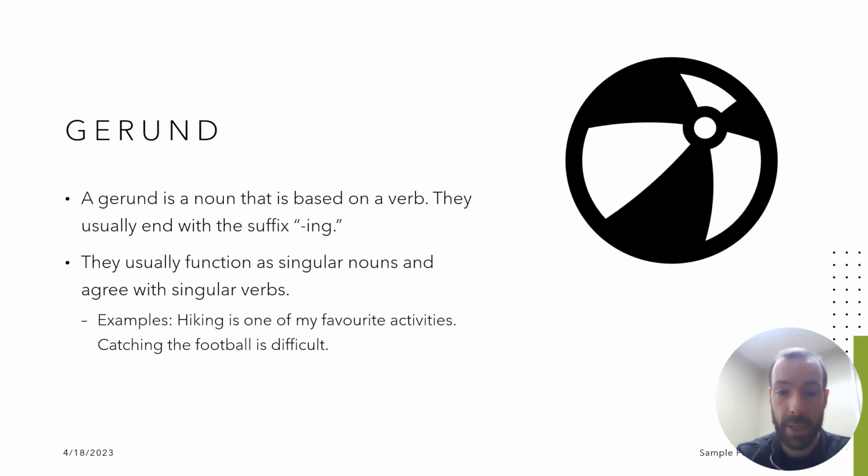Gerund is a noun that is based on a verb, and they usually end with the suffix ing. They usually function as singular nouns and agree with singular verbs. Here's an example. Hiking is one of my favorite activities. To hike is a verb, but we can change it into this form called a gerund, which is hiking. It's got that ing at the end.